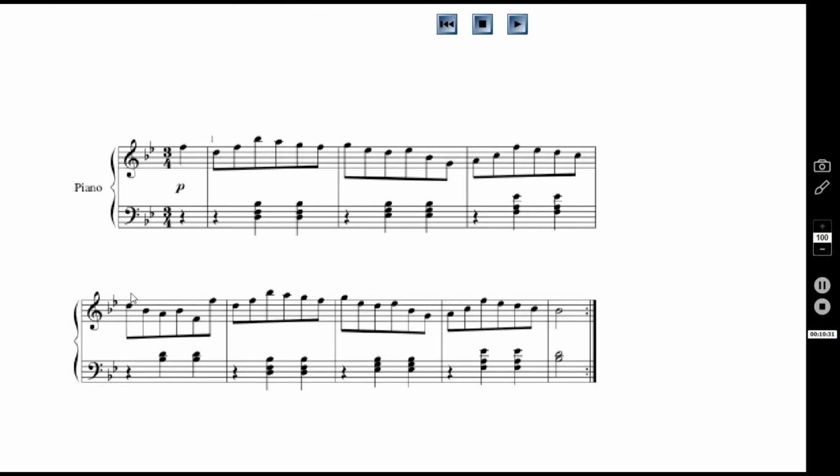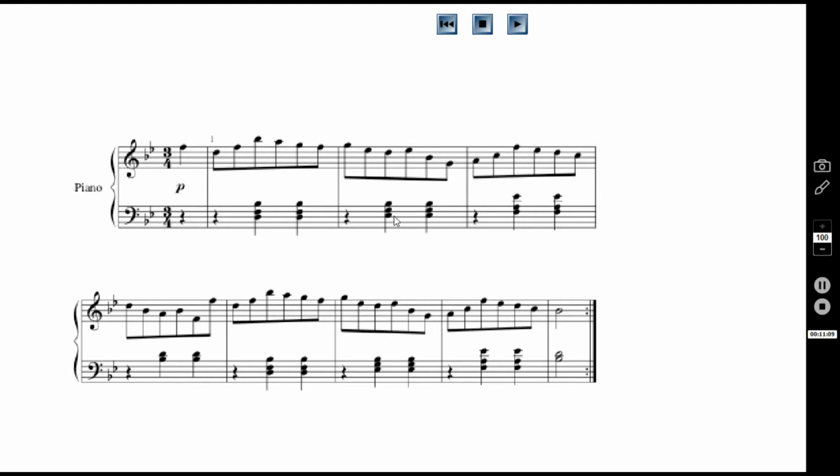Objective 6.2 says identify and notate triads in root position, first inversion, and second inversion. Going back to our first example, we see that this is a B flat chord. We have D in the bass, then F, then B flat. B flat's the root, D is the third, F is the fifth. Since the third of this chord is the lowest sounding pitch, this triad is in first inversion.